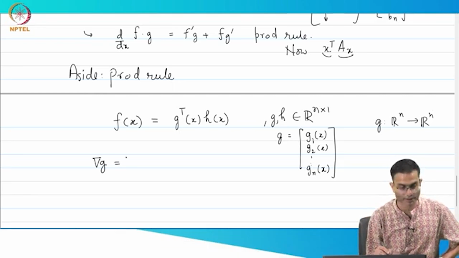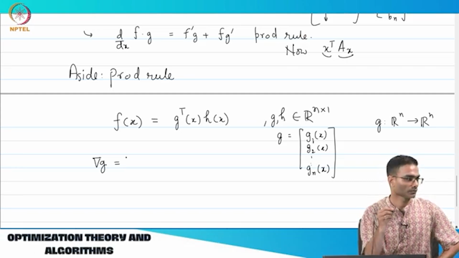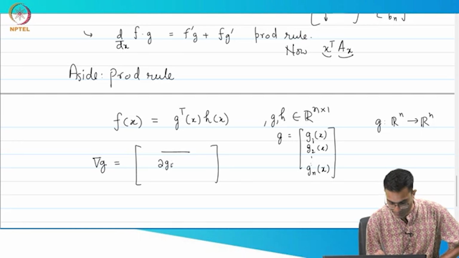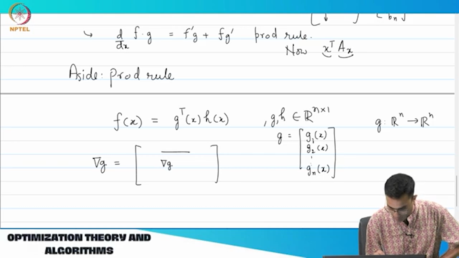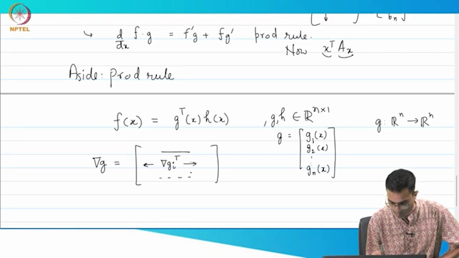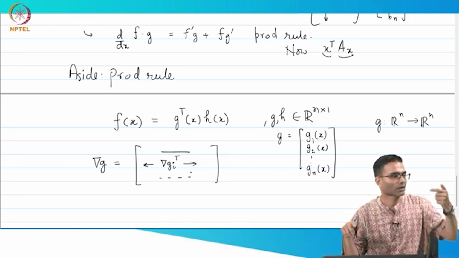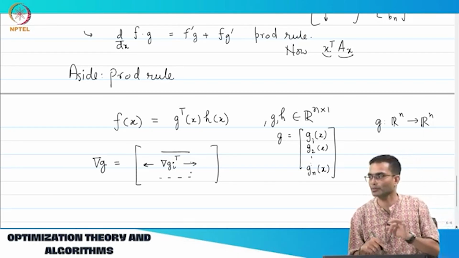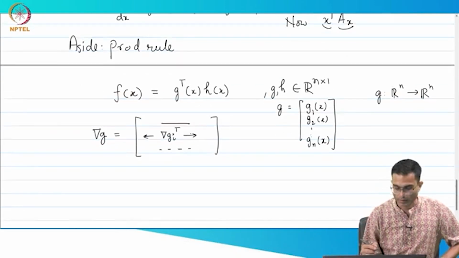And we already know what this looks like. Every row of this matrix is the partial derivative of that component. Each row is grad gi. So grad g1, grad g2, all the way up to grad gn. I am just writing out the definition of the Jacobian which we saw a short while ago. So far so good.